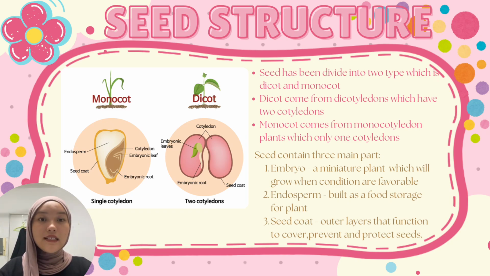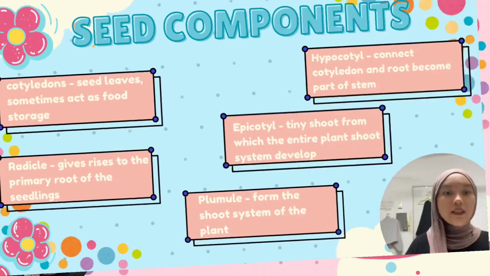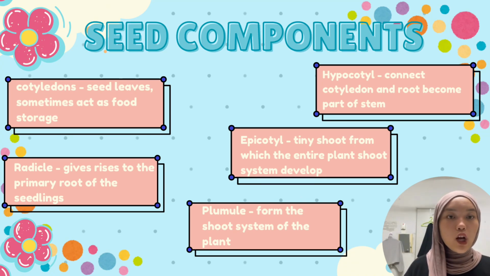And the second one is an endosperm. It serves as a food storage for the plant. And the last one is a seed coat. The seed coat functions as an outer layer to cover and protect the seed. Seeds also have a few components. The first one is a cotyledon. The cotyledons are seed leaves that sometimes function as a food storage organ and also provide nutrients to the developing seedling during germination.